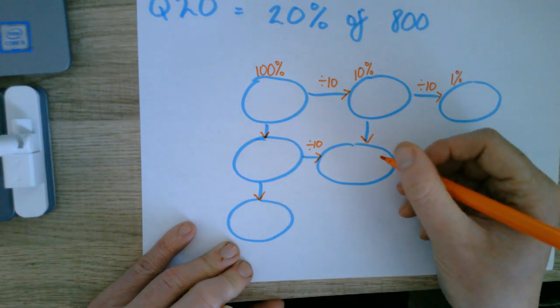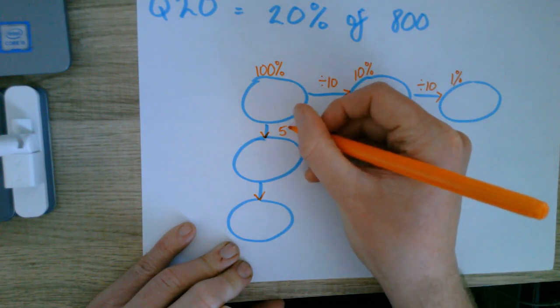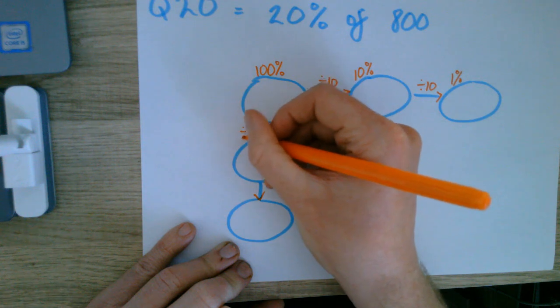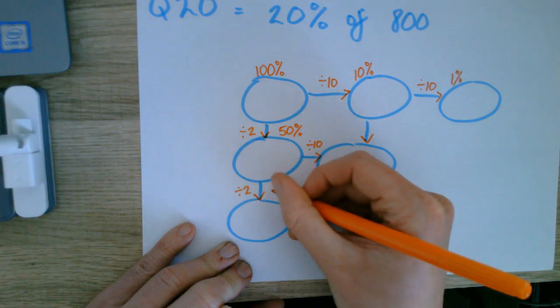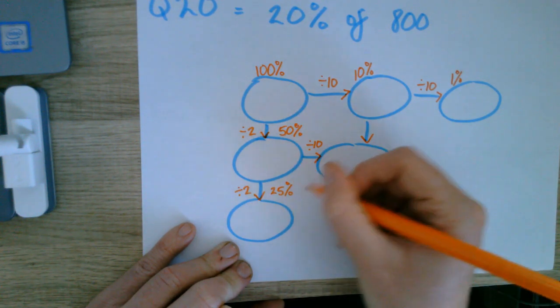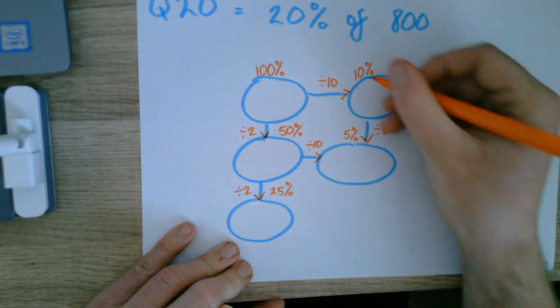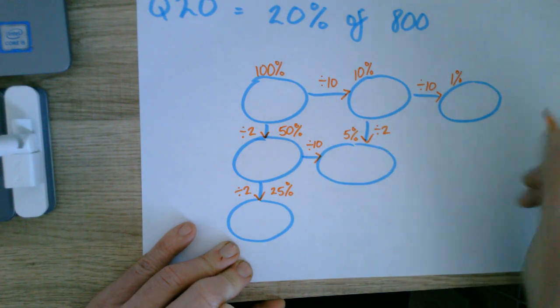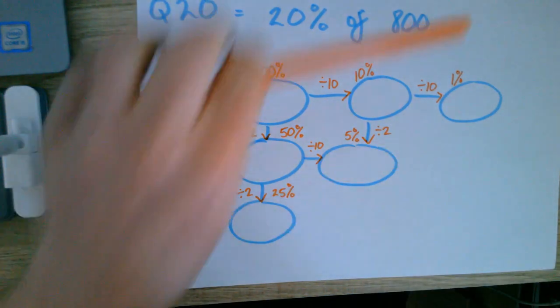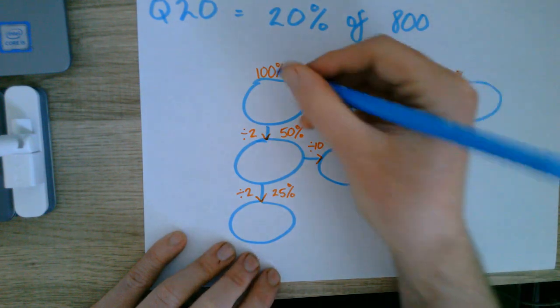So from 100, we're halving to get to 50%. And from 50%, we're halving to get to 25%, or dividing by 2. When we move to the right, 50% divided by 10 is 5%, or 10% divided by 2 is 5%. Using these percentages, we should be able to work out any percentage of amount question.